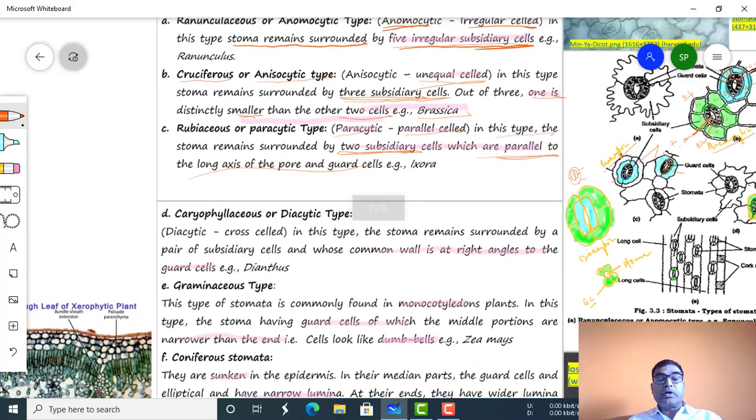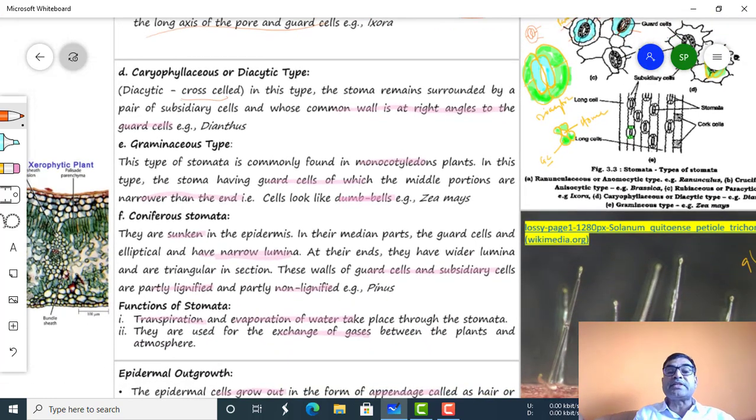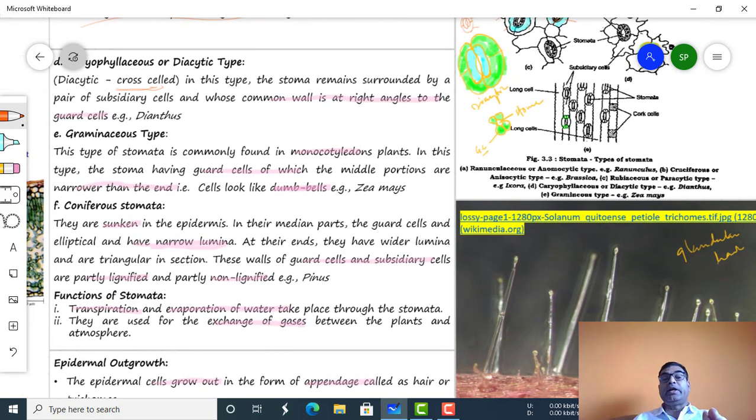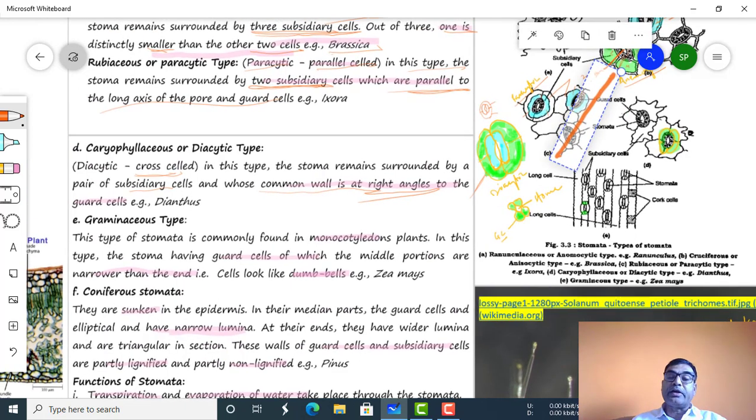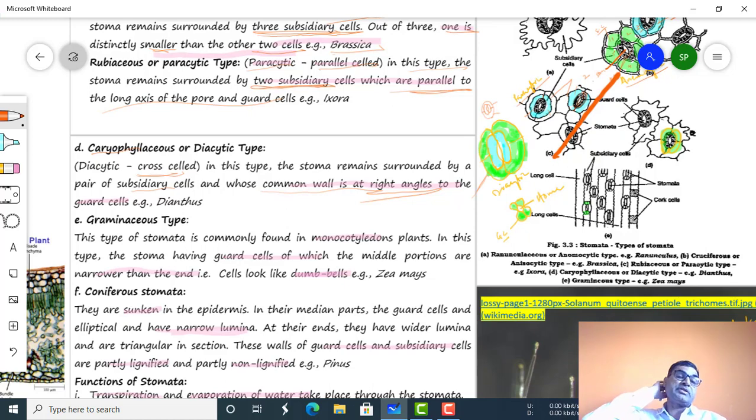So what is the caryophyllaceous or diacytic type of stomata? Diacytic means cross cell. In this type, the stoma remains surrounded by a pair of subsidiary cells whose common wall is at right angles to the guard cell. So here the common wall is at a right angle to the guard cell. So this one is a caryophyllaceous or diacytic type of stomata.